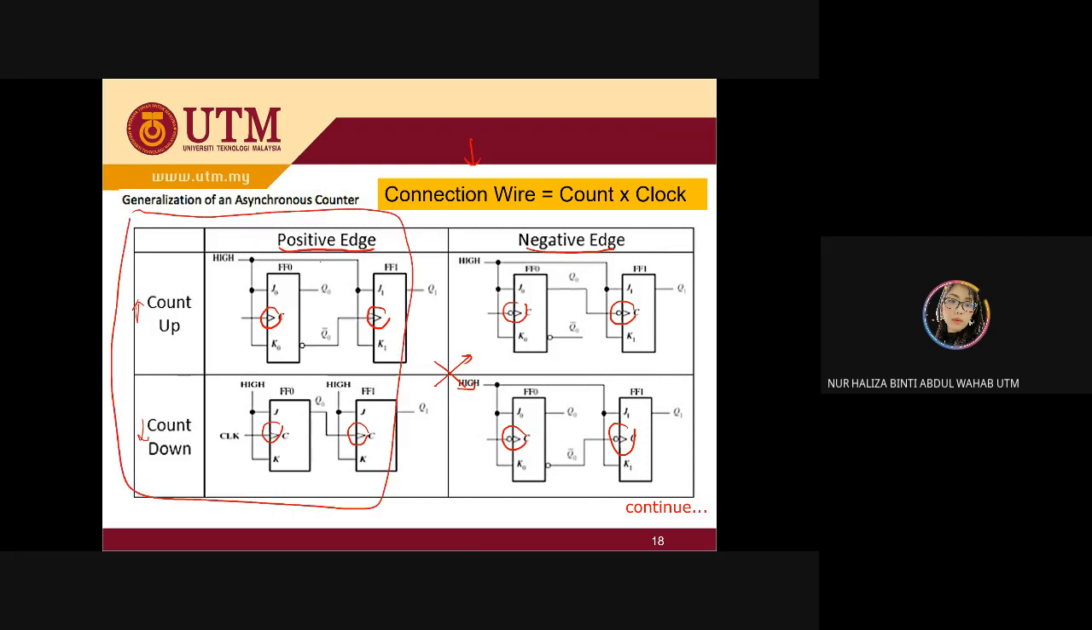For counting up with positive edge, you're going to connect to your Q bar, previous Q bar. So your positive edge for counting down is going to be Q, previous Q. If you have negative, you're going to do vice versa. If counting down, counting up is going to be similar to here. You can see here, it's going to be vice versa. If you want to have counting up, it's going to be similar to here.